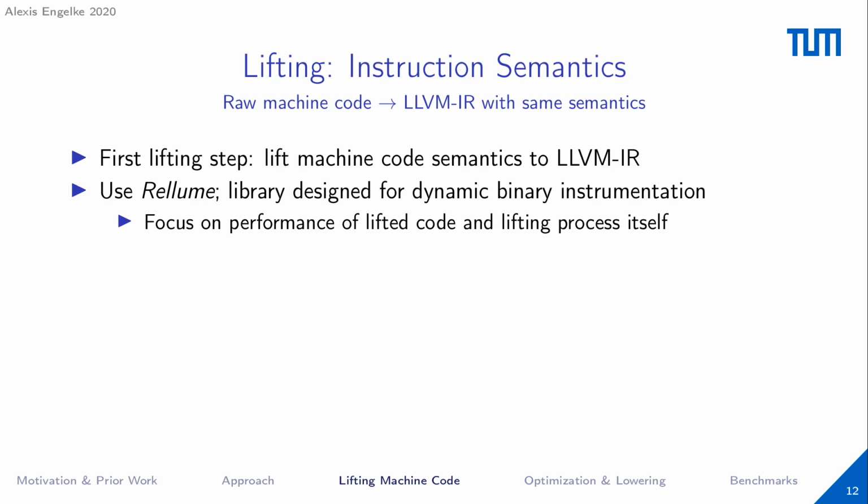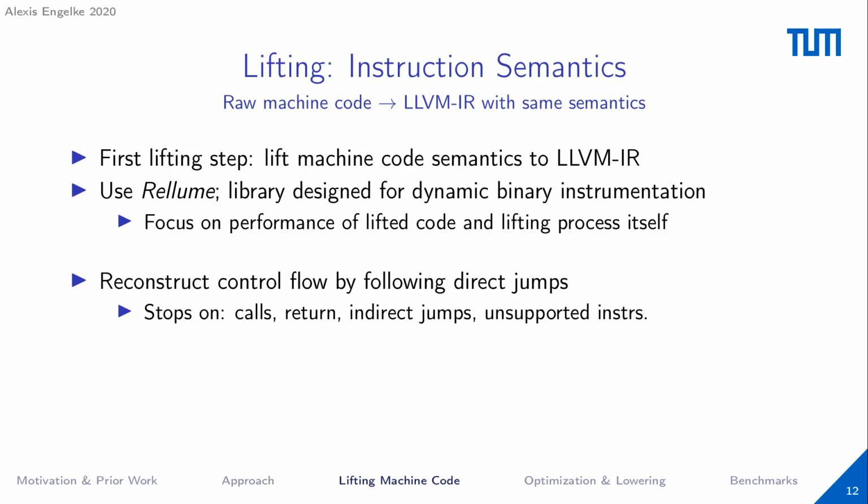Now we will go into the details of the optimization procedure. As the first step, we lift the raw machine code to LLVM-IR code, which represents the semantics. For this, we use the lifting library Rellume, which was developed in the context of dynamic binary instrumentation. As such, it not only focuses on the performance of the lifted code, but also on reducing the time required for lifting itself. The first part of lifting is to reconstruct the control flow of the function.